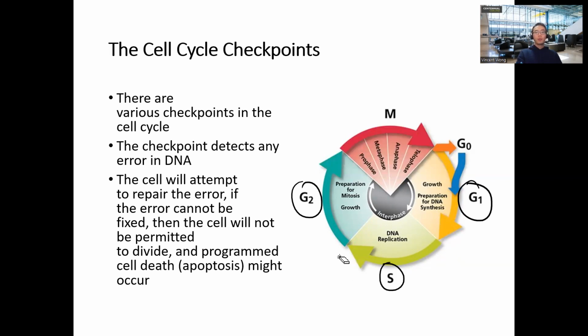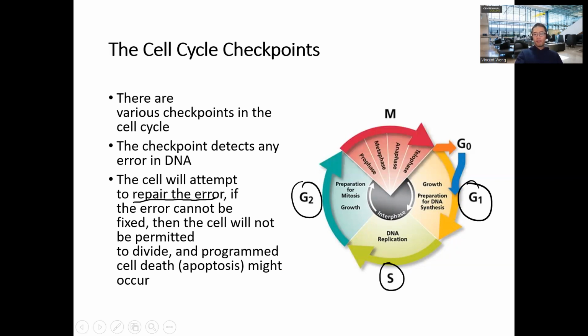If it's good, you will be allowed to copy the DNA. And afterwards, you're going to check again to see if you did a good job copying. All right. And as I mentioned earlier, if there are some kind of errors in the DNA, the cell will try to repair it first. It's not going to kill it right away. It's going to try to repair the error. And if it cannot be fixed, then the cell will not be allowed to divide.